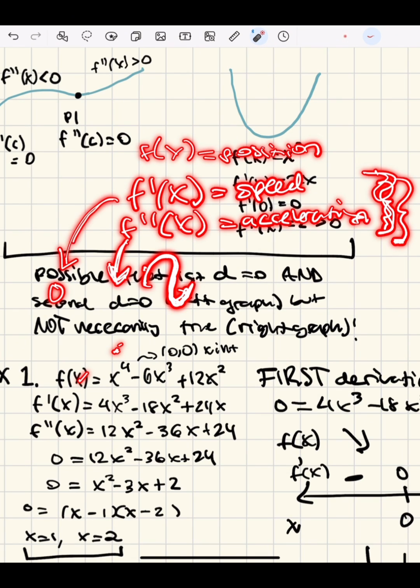But that doesn't mean that f prime x is 0. That doesn't mean that your speed is 0. In fact, your speed is most certainly not 0. So that's a simple analogy that helps me understand why this is true.